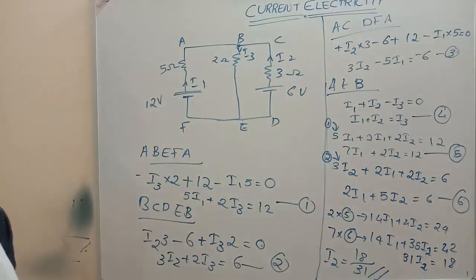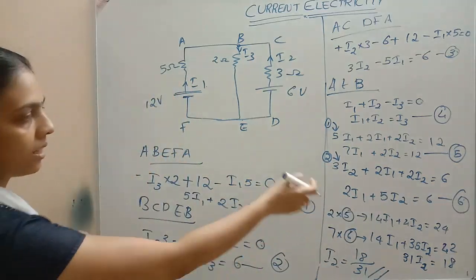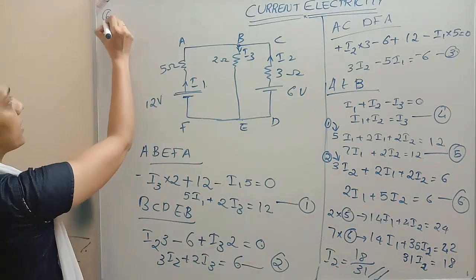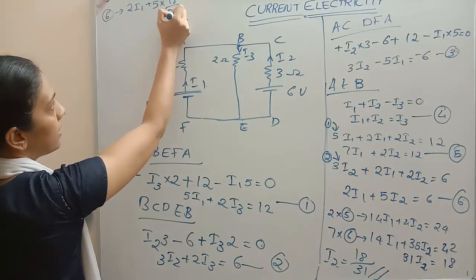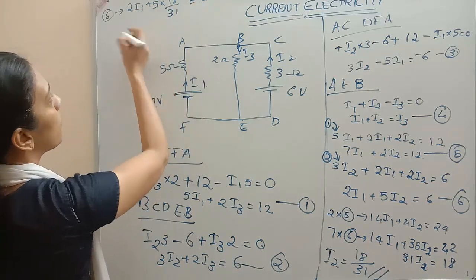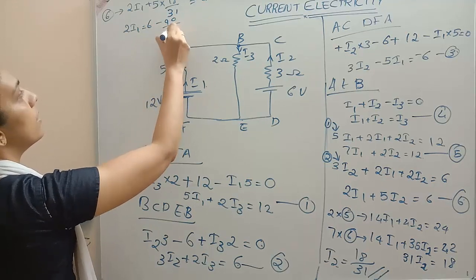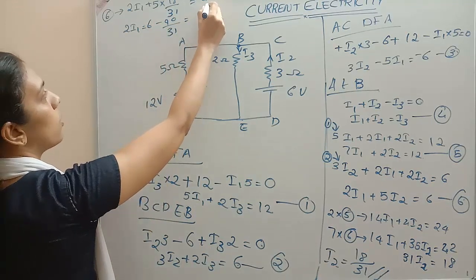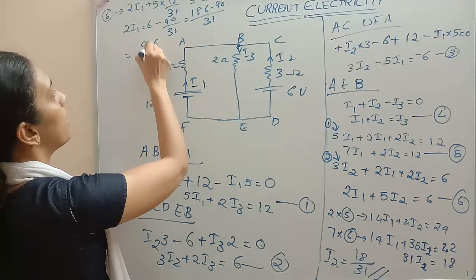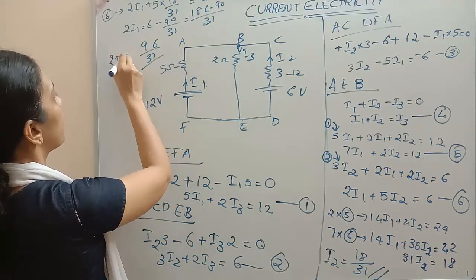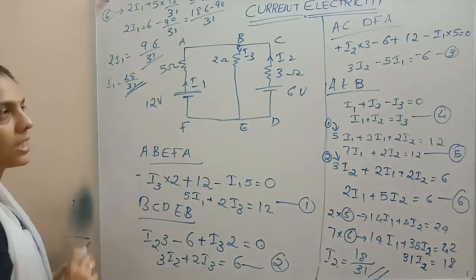So this is the mathematical calculation. In the same manner I can find the other. If I substitute it in equation 6, you can write 2i1 plus 5 into 18 divided by 31 is equal to 6. So 2i1 equals 6 minus 90 by 31, which I can solve as 186 minus 90 divided by 31. So the answer will be 96 divided by 31 for 2i1. I1 I will get as 48 divided by 31. This will be the I1 value.